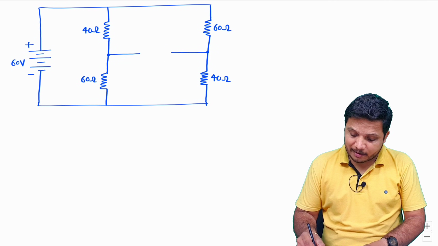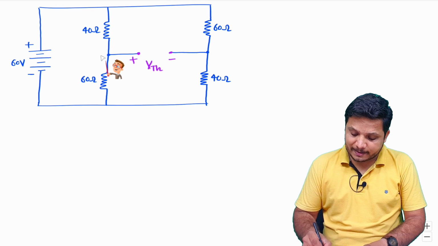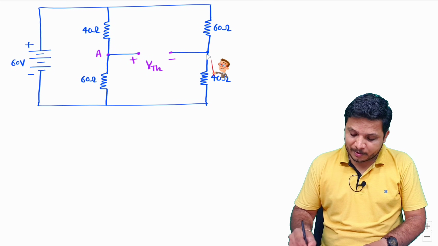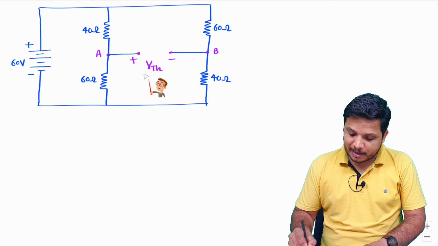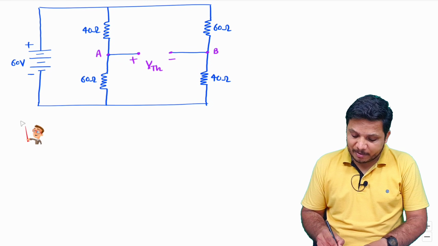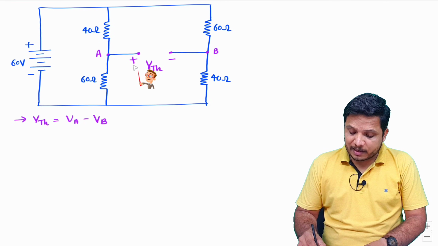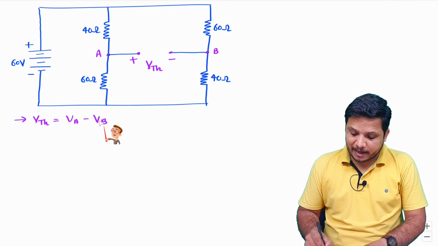And see here, VTH is what? The voltage across these two terminals. Let us say this is the plus terminal and this is the minus terminal. So the voltage VTH is happening between these two terminals. If I say this is terminal A and this is terminal B, then VTH is the voltage at A minus the voltage at B. Let me write this over here. Now we want to calculate this VA and VB.